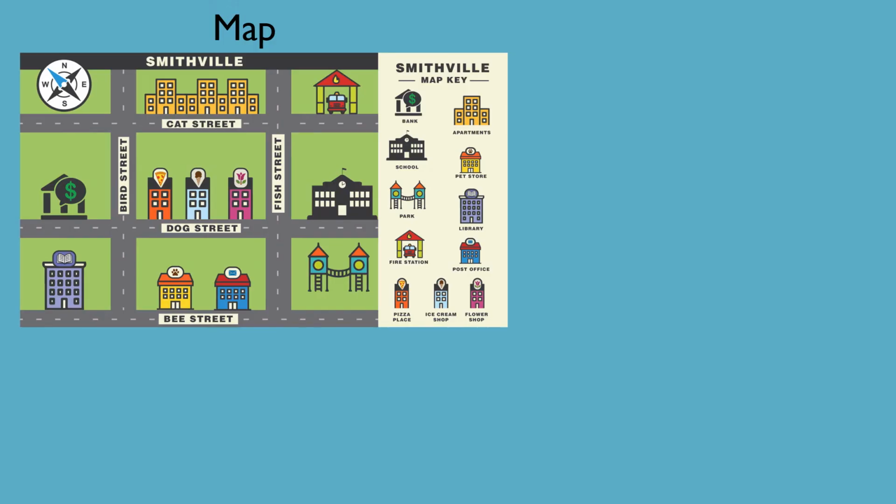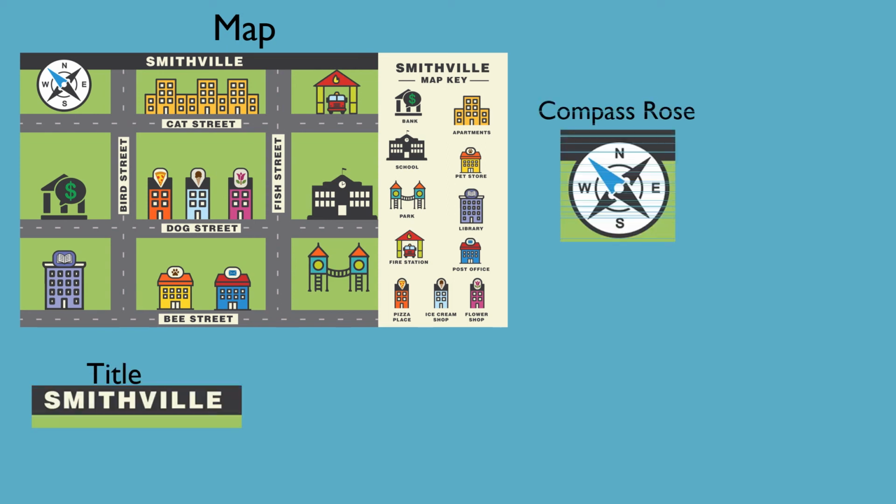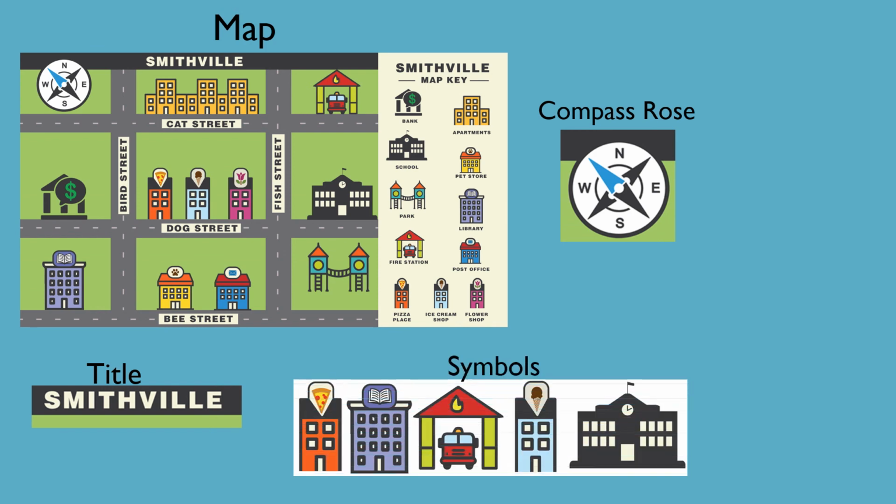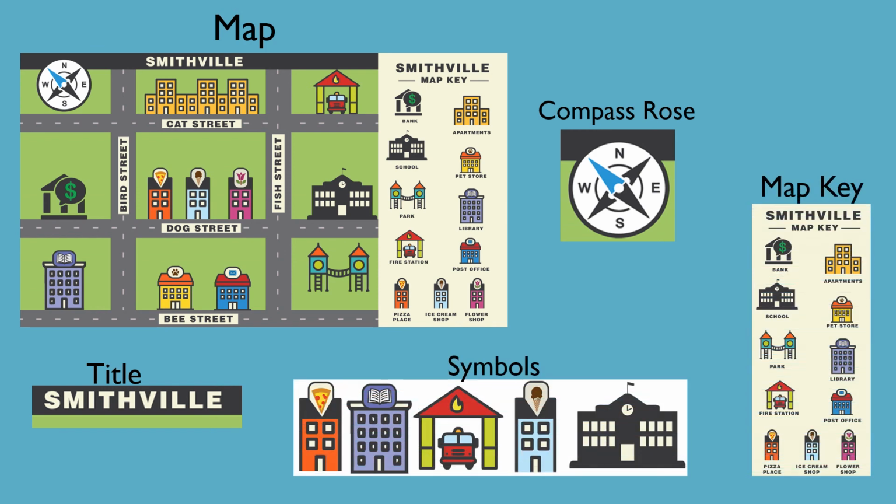Maps are everywhere. Now that we know how to read maps, we can use these skills to read different types of maps. Remember, most maps have a title, a compass rose, symbols, and a map key or legend to help us read it.